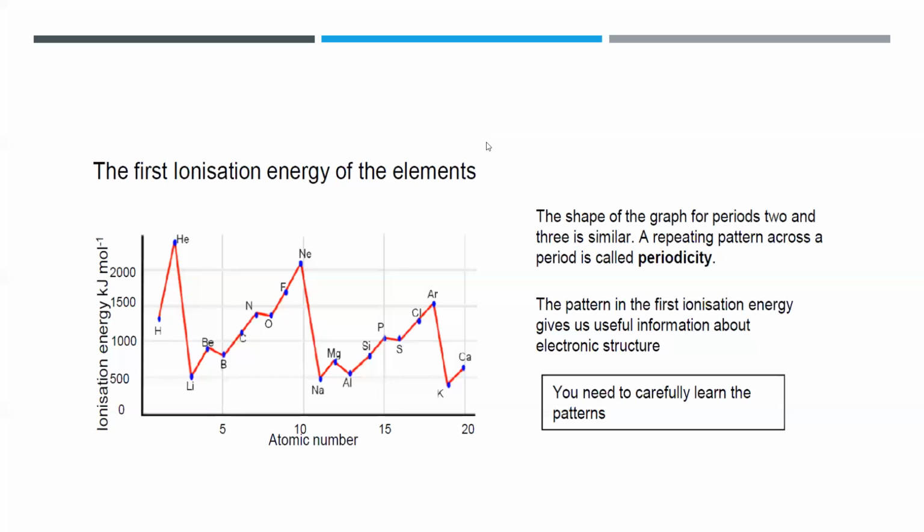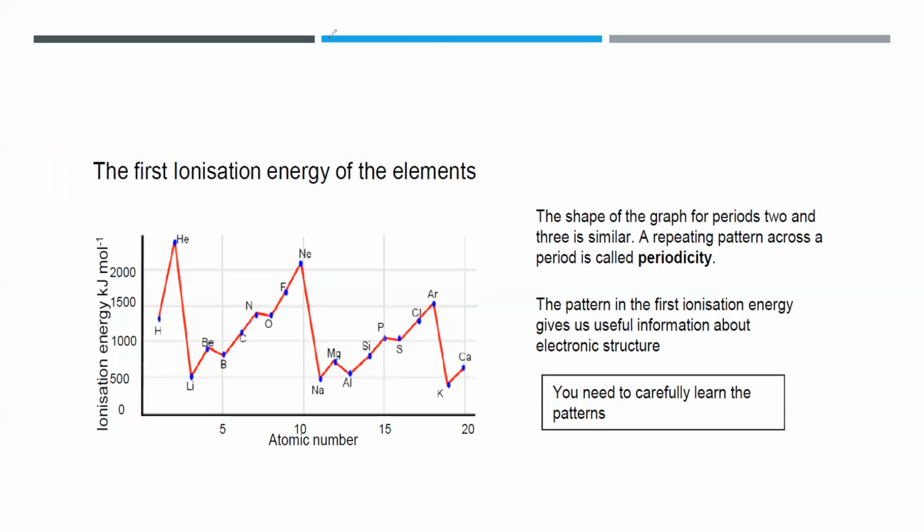Then the first ionization energy, you have to learn this pattern, but it's not just learning. You can understand this as well. How can you understand this pattern? Normally, what happens to ionization energy? As we go down the group, ionization energy decreases. As we move across the period, the ionization energy increases. But why are there some abrupt changes? You can see this is not following the order. Why are they not following the order?